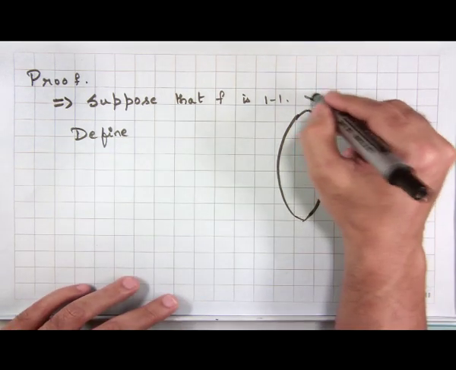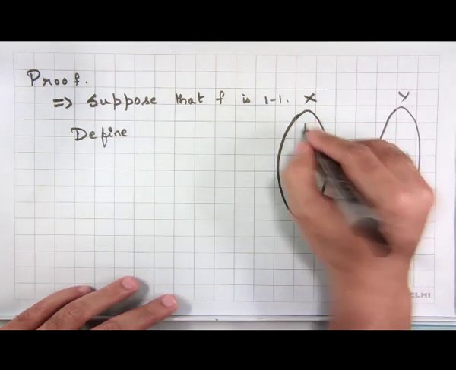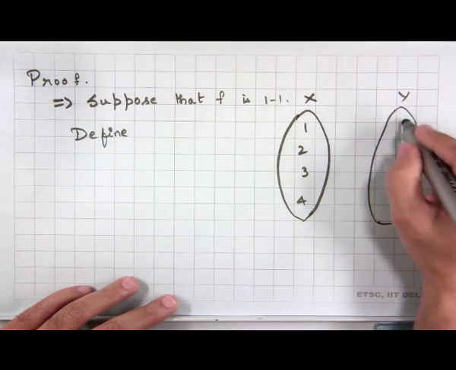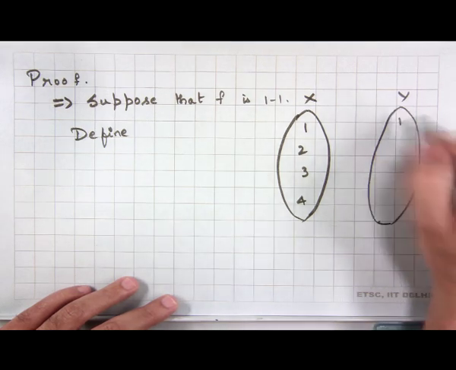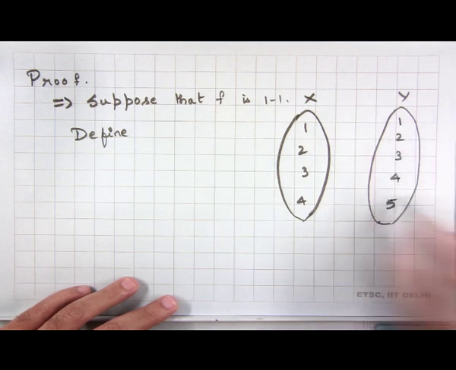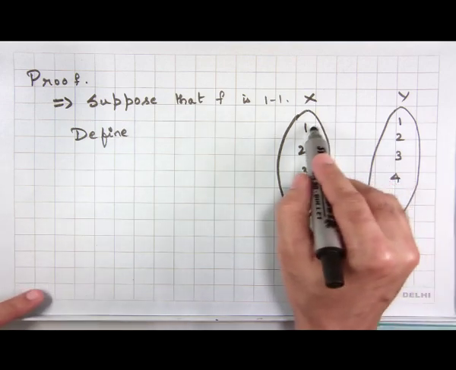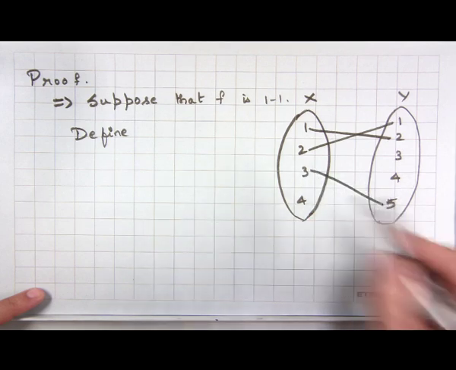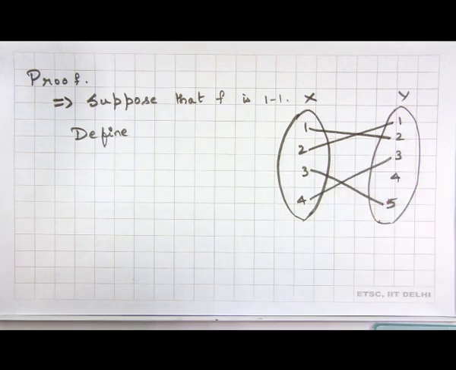Let us suppose this is x, this is y. You have 1, 2, 3 and 4, and again you have, well, let us call it 1, 2, 3, 4 and 5. So, what you have is 1 is mapped to 2, 2 is mapped to 1, 3 is mapped to 5 and 4 is mapped to 3. This is the function that we have.